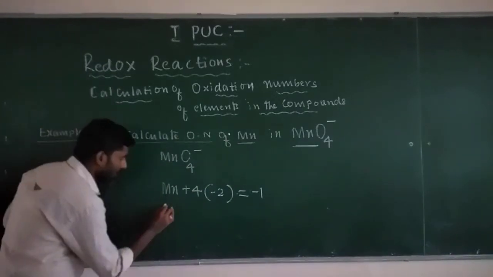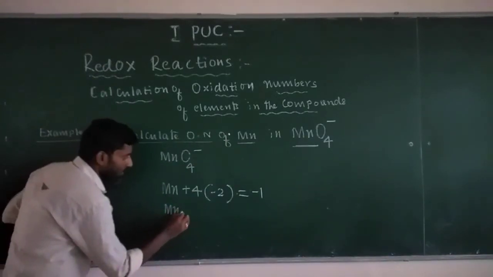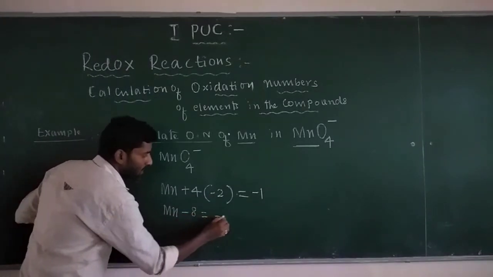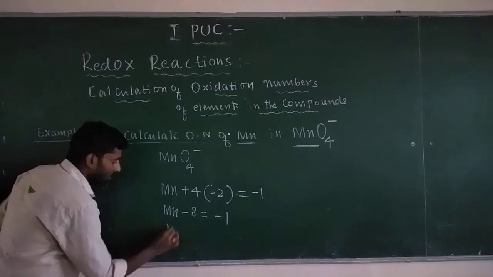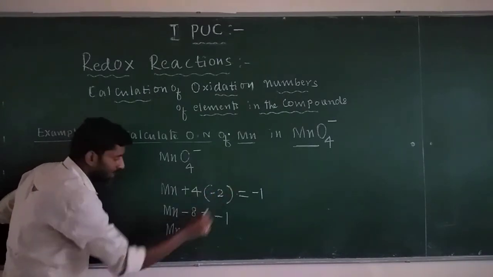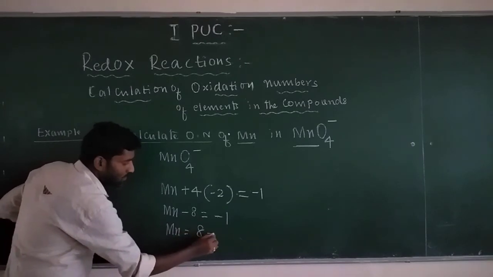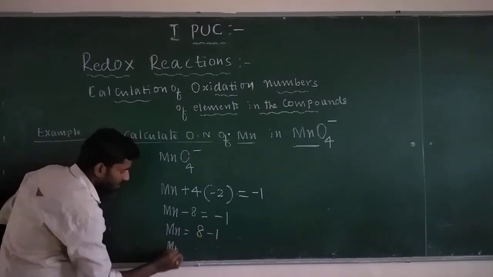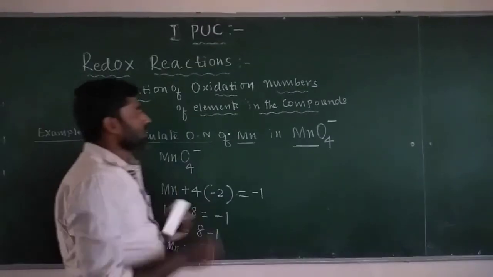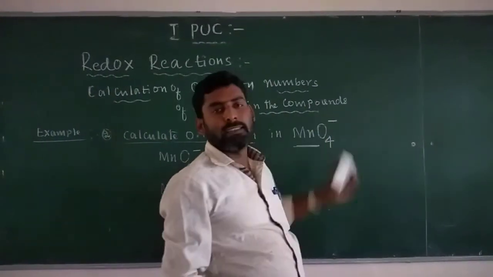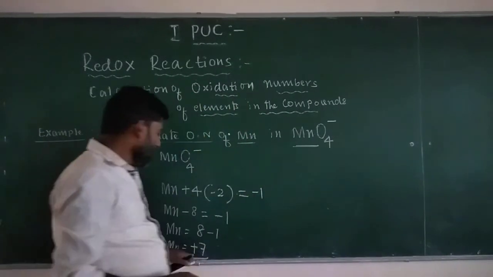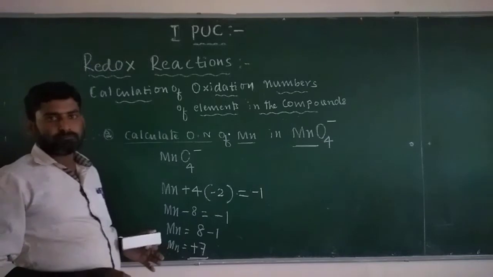Okay, then Mn, so 4 into -2, so -8 equal to -1, or Mn is equal to, sending -8 to that side, so +8, so -1. Mn is equal to +7. So here also in MnO4 minus, the manganese oxidation number is +7.